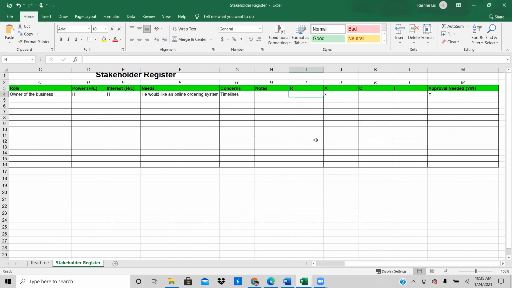Has anyone heard of RACI in this group? Okay, I'm just going to go basic. RACI: the R stands for responsible. The A stands for accountable. The C stands for consulted. And the I stands for informed.